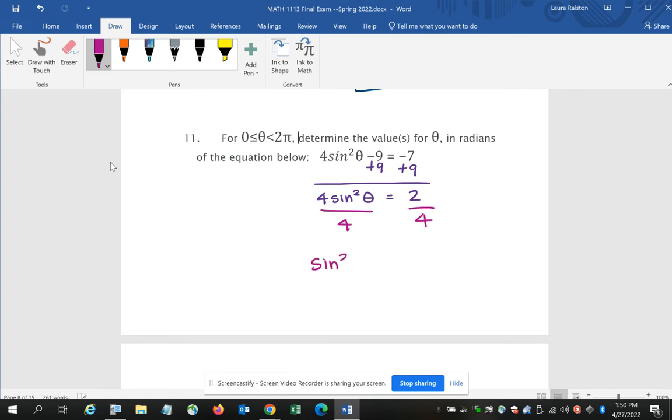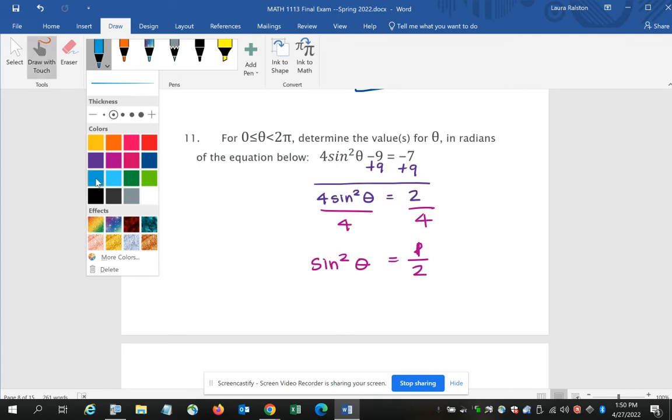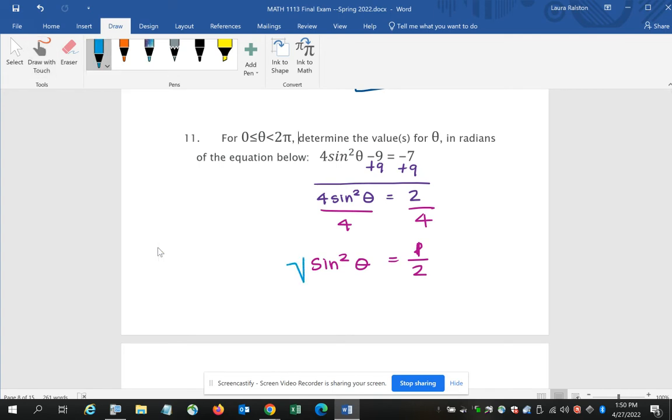So sine squared theta is 2/4 or 1/2. I'm then going to take the square root, realizing it could be positive or negative. So I have sine of theta equals plus or minus 1 over the square root of 2.